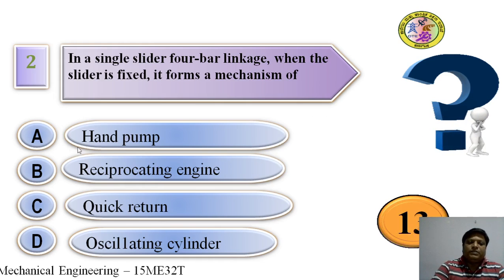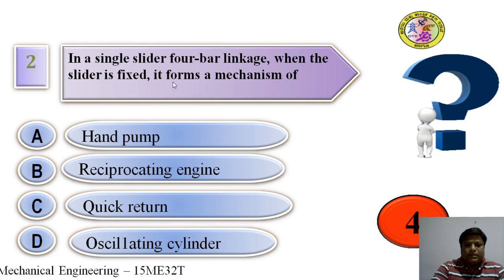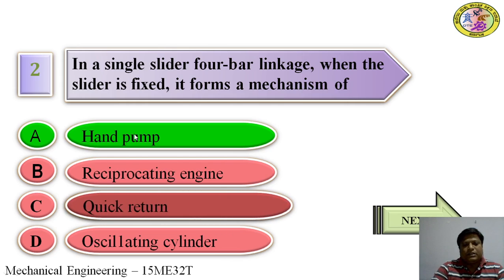Your option A is hand pump, option B reciprocating engine, option C quick return, option D oscillating cylinder. It comes under the inversion of the 4-bar single slider mechanism. Time is out. So your answer is hand pump, or bore well. In your villages, that is the example for a hand pump.